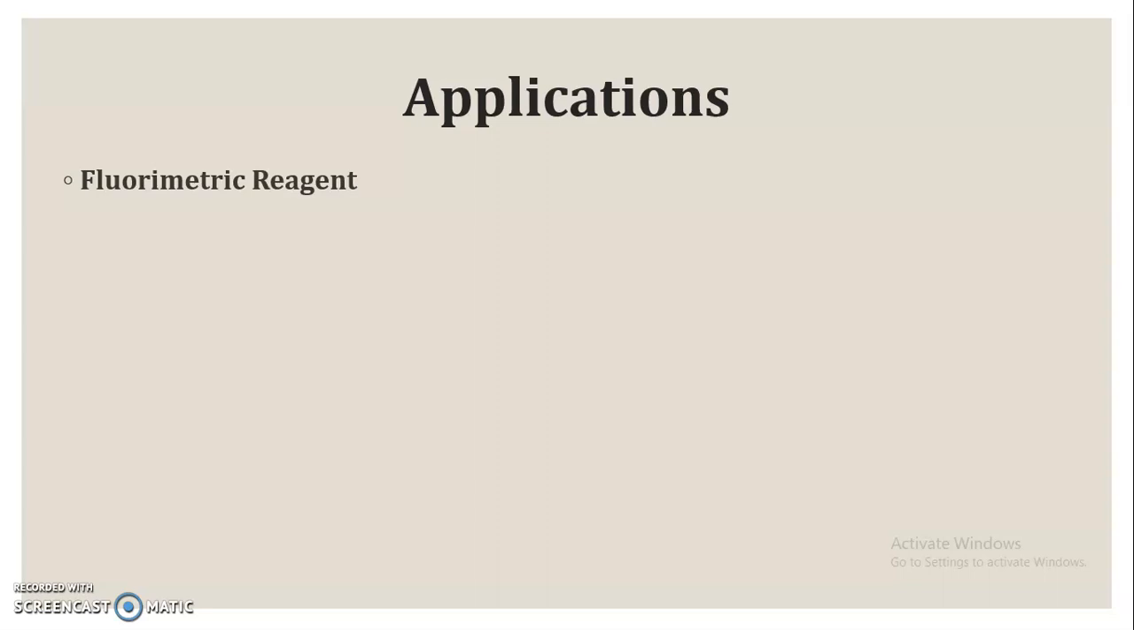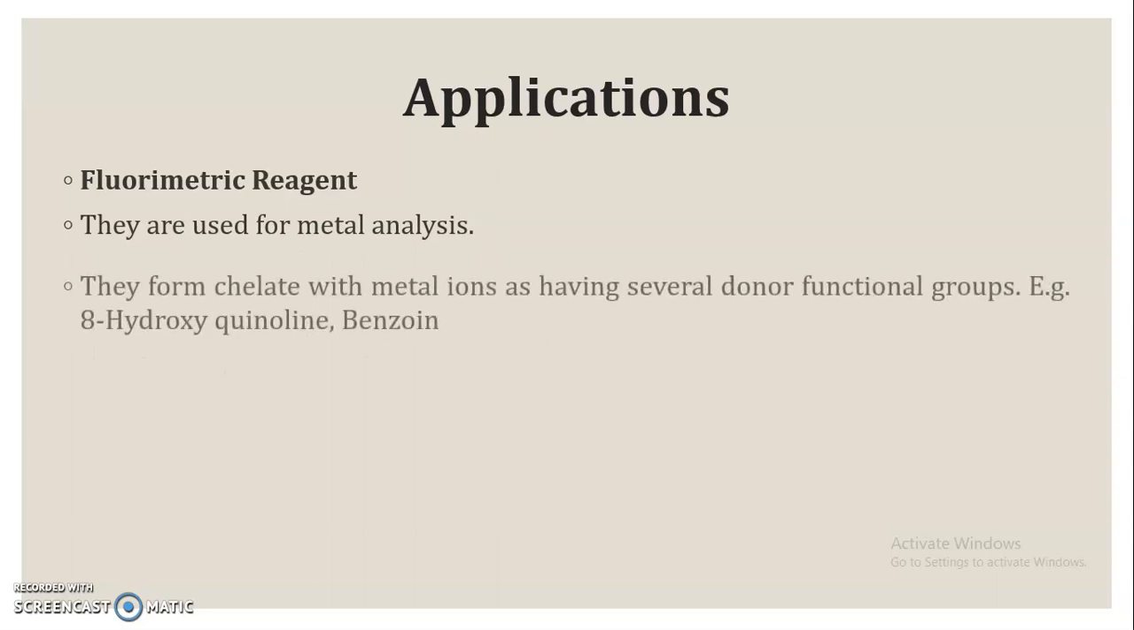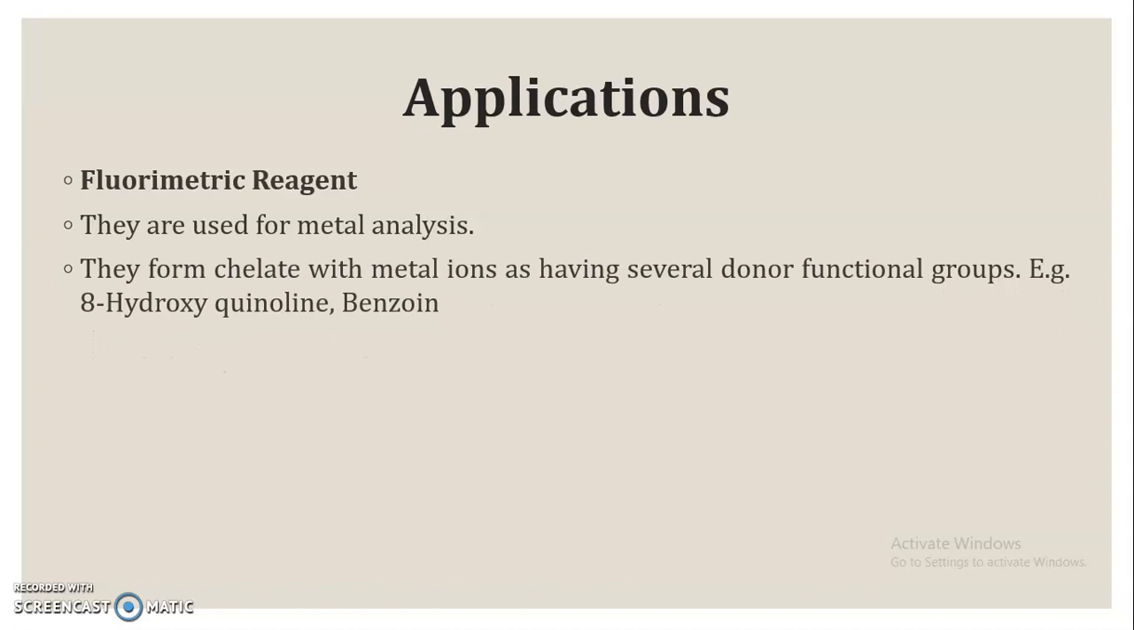Now the most successful fluorimetric reagents are used for cation analysis. They are generally used for the analysis of different metal ions. These fluorimetric reagents form chelates with the metal ions, as they have several donor functional groups. For example, 8-hydroxyquinoline, benzoyl. These substances having certain donor functional groups will form a chelate with the metal ions. That's why fluorimetry, by using fluorimetric reagents, can be used to carry out the analysis of different metals.